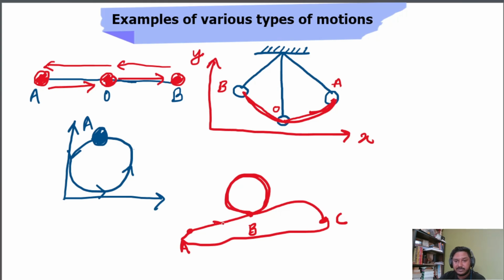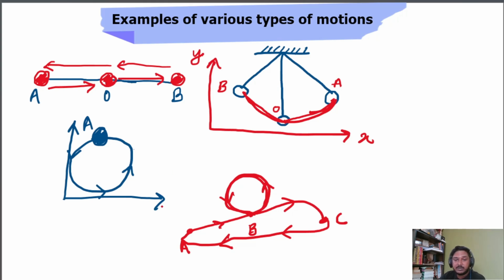So if this is the path, the particle goes from A to the point B, goes in a circular path, then through a curved path to C, and then back in a curved path to the point A. So the particle has come back to its initial position. It has to be an oscillation. It has moved through a straight path, through a curved path, and in a purely rotational motion. So this is basically a mixed motion in two dimensions.